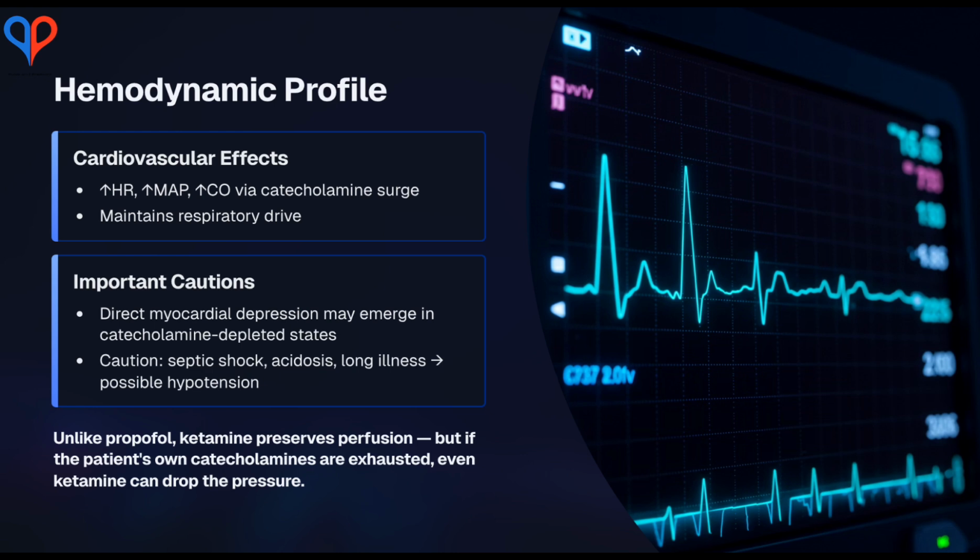However, in catecholamine-depleted states, such as late septic shock or prolonged critical illness, this sympathetic stimulation may fail. In that setting, ketamine's intrinsic negative inotropy can unmask hypotension. Avoid large boluses, start low, and support with vasopressors if needed. It may mildly raise pulmonary vascular resistance, so use caution in severe right ventricular failure or advanced pulmonary hypertension.